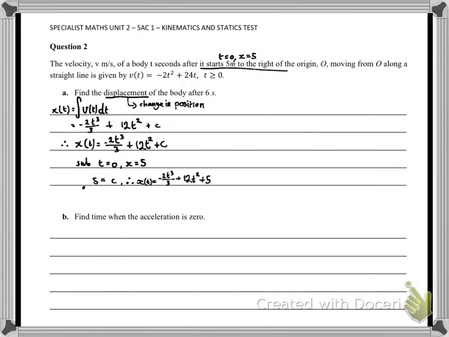So we're going to draw on our initial condition to get our plus c. And there it is. So we sub in our initial condition. Alright, initially the object was 5 meters to the right of the origin, so in the positive direction. Substitute that in, and we get c is equal to 5. So there it is. There's our full position function.